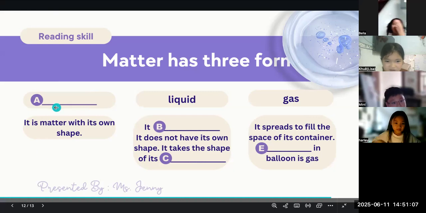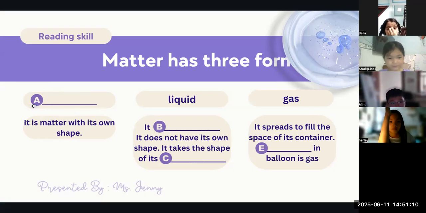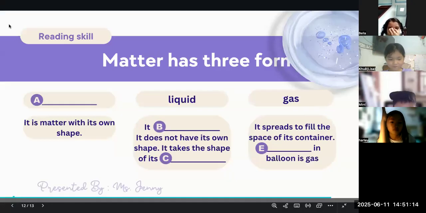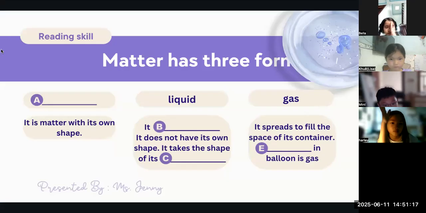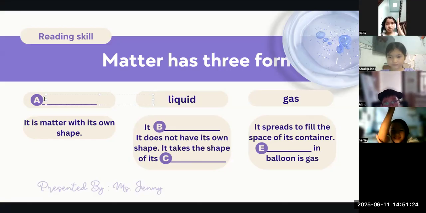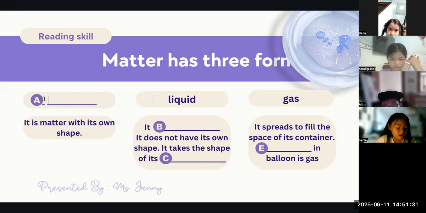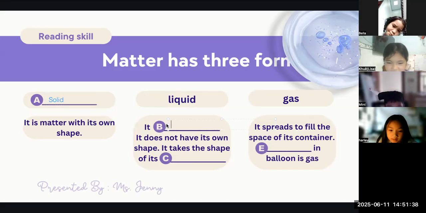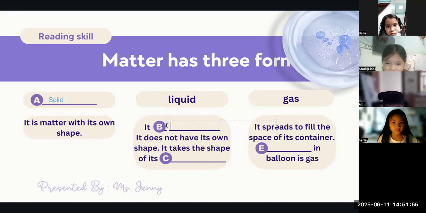So the first one, who can answer it for me? Let's see, Harley. Solid. Yes, solid. Next. This is tricky. Okay, so I will answer it for you. It's close.